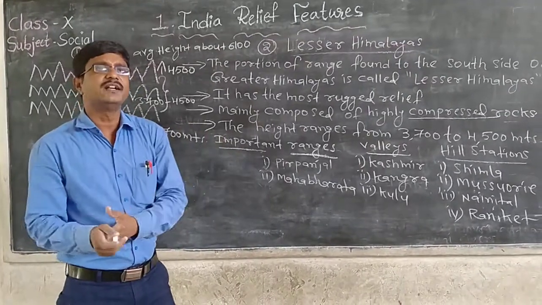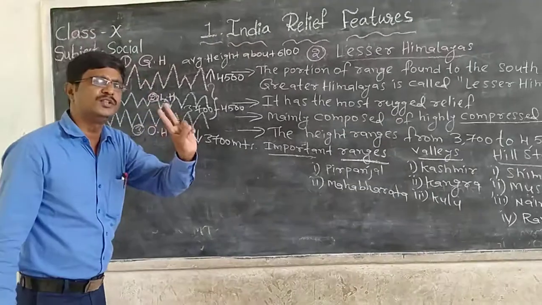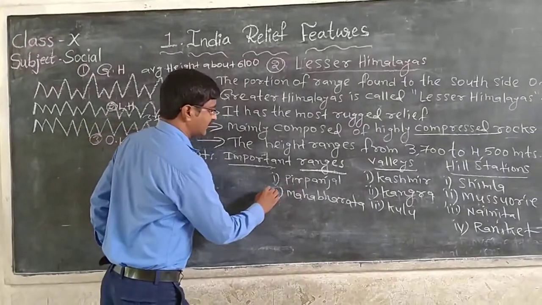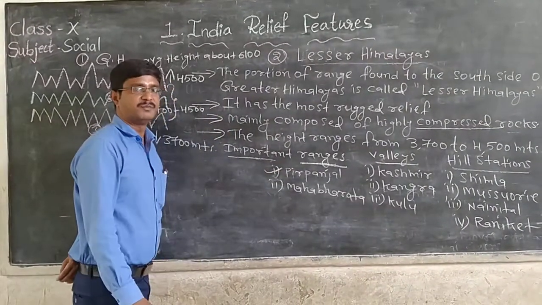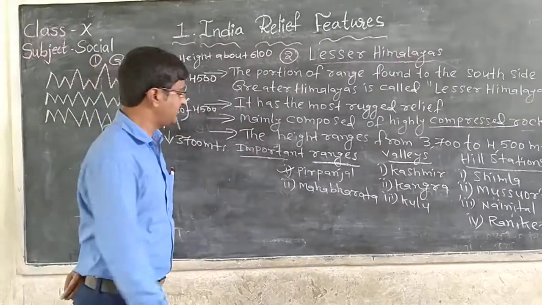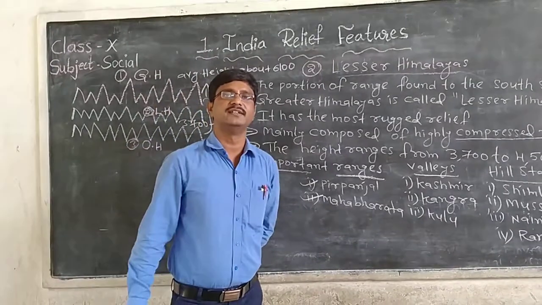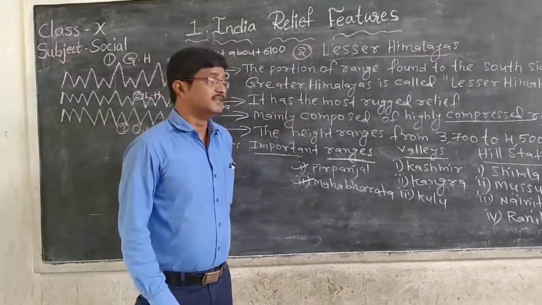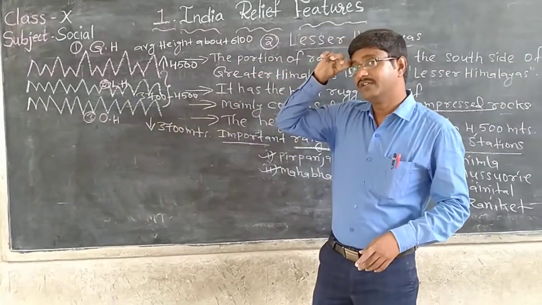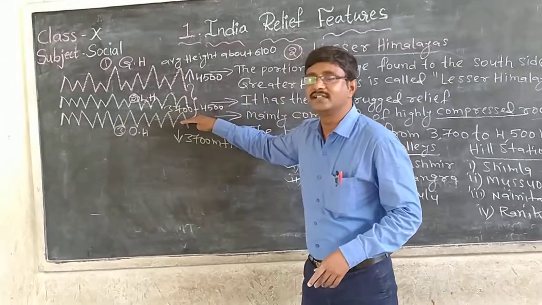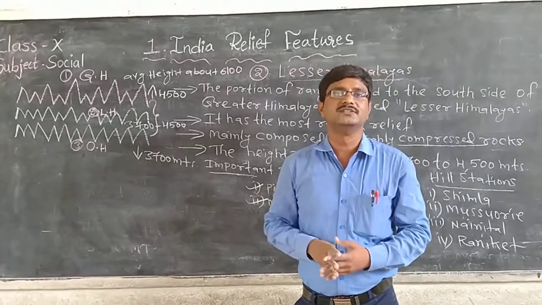What are the important ranges in this Lesser Himalayas? There are two important ranges in this Lesser Himalayas. One is the Peer Panjal range, one of the most important ranges, and the second one is the Mahabharata range. There are famous valleys in this region. These ranges are separated by deep valleys and extensive plateaus.